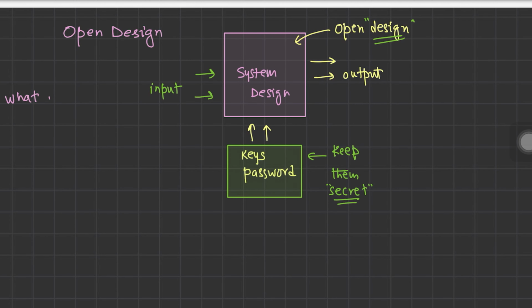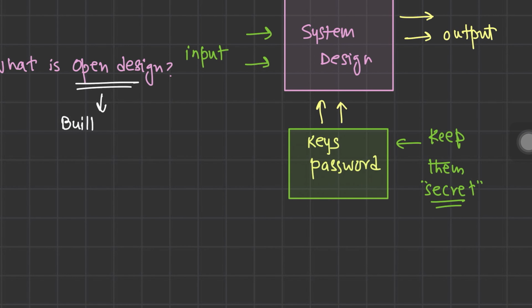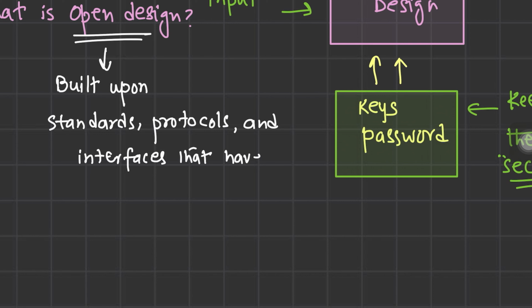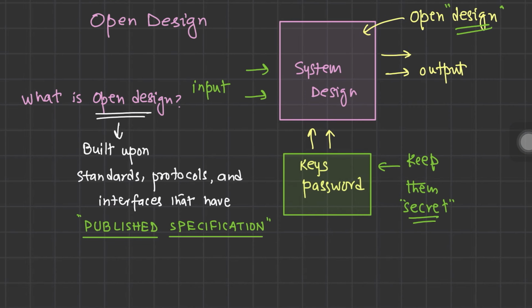That is the spirit of the open design principle. So what is open design? In very simple terms, open design is built upon standards, protocols and interfaces that have a published specification. When we say published specification, it means that it is published for the general public. Now, open design does not mean that we should publish publicly the design which we create for an organization, or which we create to produce some product. There may be cases where we publish the design to the general public if we are selling the design or marketing the design, right?